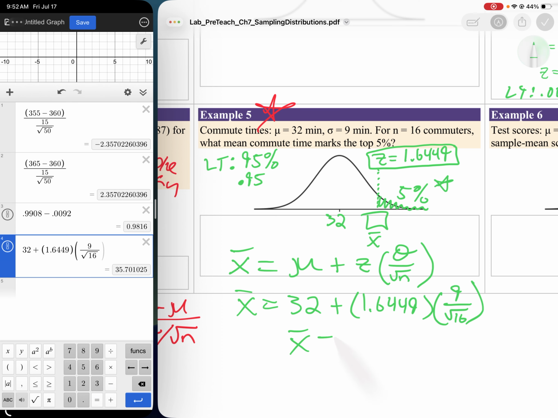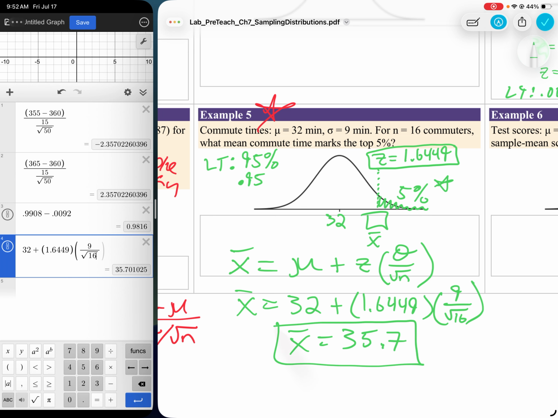And so if we took a sample of 16 people, the top 5% of those possible samples would have a mean of 35.7 minutes or above. So the top 5% of possible sample means we could get from a sample of 16 is going to be 35.7.